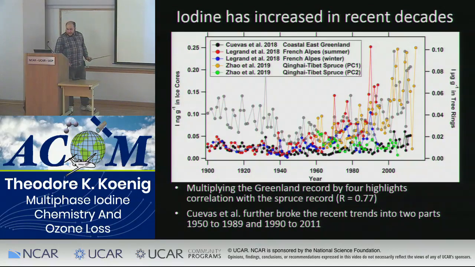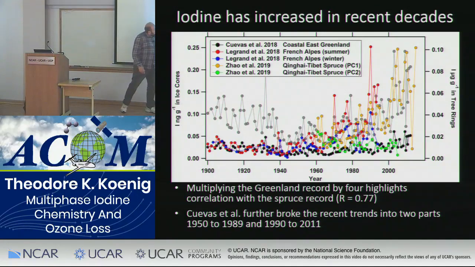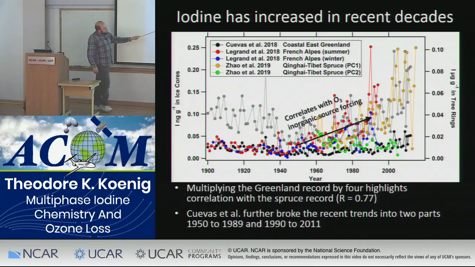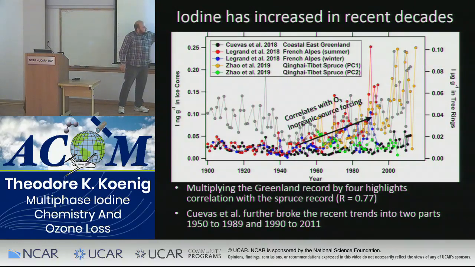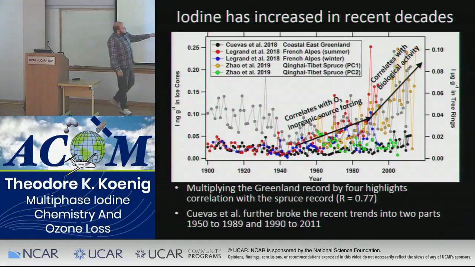For the Greenland data, there's been some more analysis of that. So I'm blowing it up by a factor of 4 here. And one thing you can see is that the Greenland data correlates actually quite nicely with this one spruce time trace. The R is about 0.77. And Cuevas et al. have broken this trend into 2 parts. So from 1950 to 1990, this correlates quite nicely with the ozone-induced increase in emissions of inorganic iodine from the sea surface. Whereas after 1990, this instead correlates with increased biological activity.